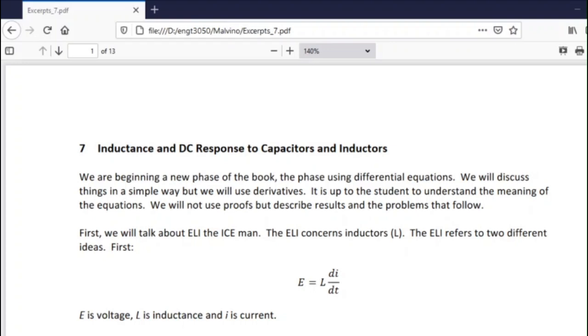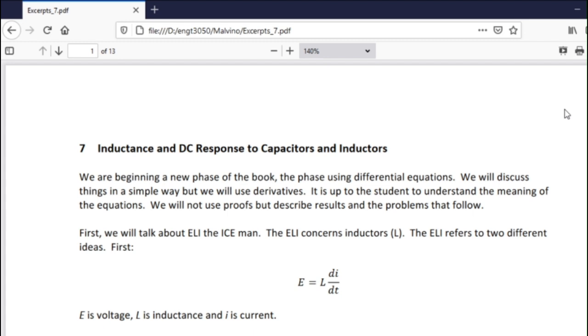Well, good morning. This is Chapter 7 on inductance and capacitance and the DC response to capacitors and inductors. This is kind of a two-part chapter. We look at some equations for capacitance and inductance, and then we talk about transformers having to do with inductance. And then we go into another area which we call DC response to capacitors and inductors.